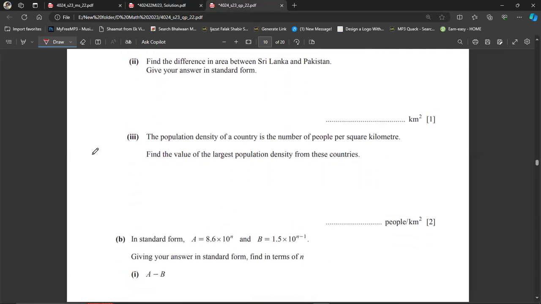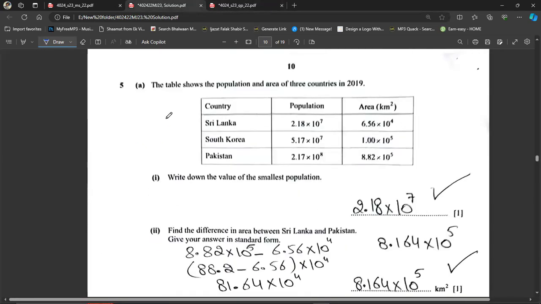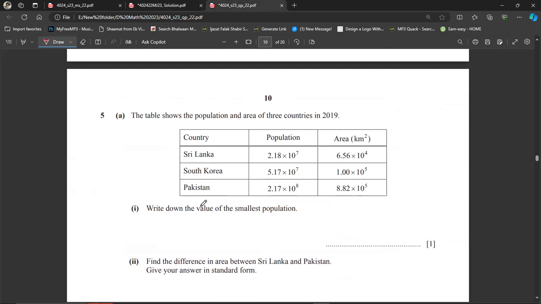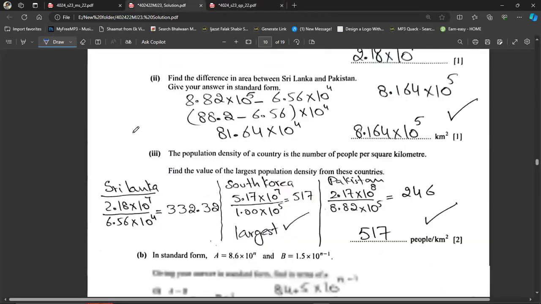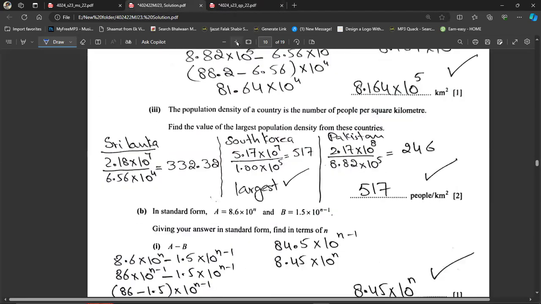The population density of a country is the number of people per square kilometer. Find the value of the largest population density from these countries. Okay, if you want to find the population density, we will divide the population by the area, population divided by area. We will find the population density for all of them.